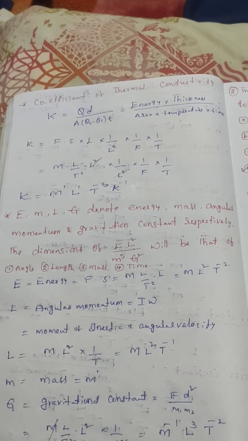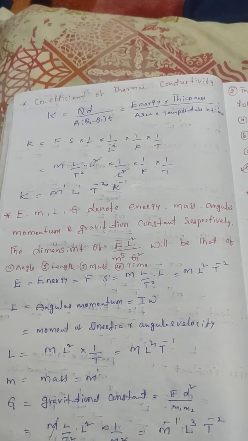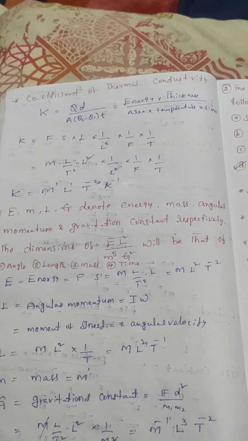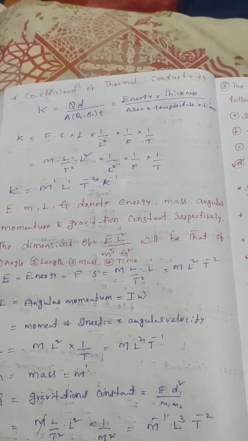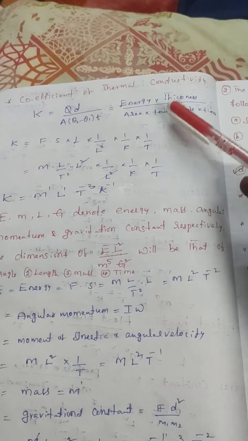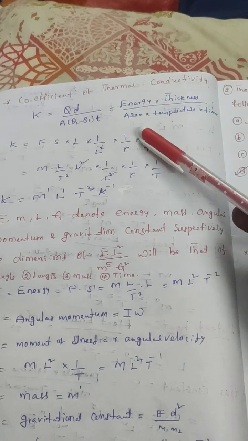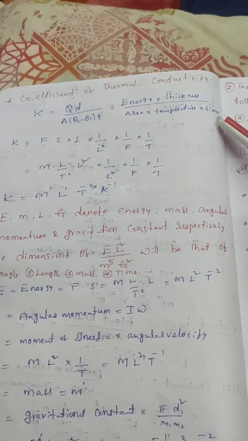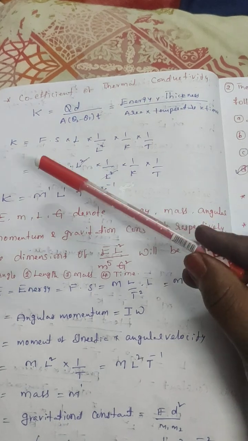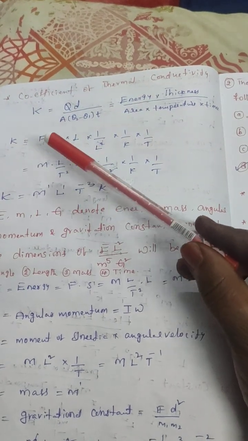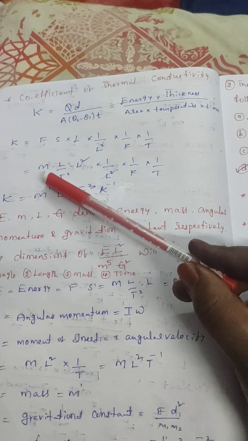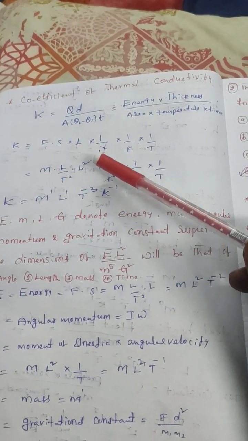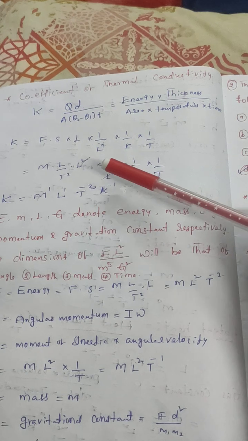Coefficient of thermal conductivity: K is equal to Q times d by A times (theta 2 minus theta 1) times t. Q is energy, d is thickness, A is area, theta 2 minus theta 1 is the temperature difference, and t is time. Energy we know is force into displacement. Force is ma, a is L by t square. This is the force into L.